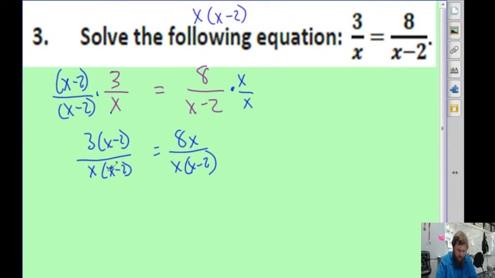Since the denominators are the same, that's okay if they're variables. We just solve for the tops. So 3 times x minus 2 equals 8x. I'm going to distribute that 3, so I get 3x minus 6 equals 8x.